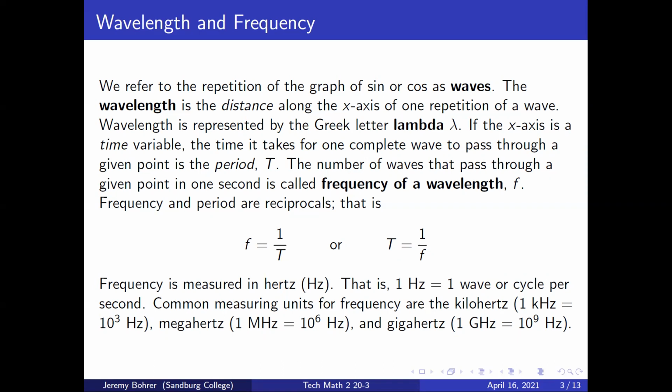Common measuring units for frequency are the kilohertz, where 1 kilohertz is 10 cubed, or 1,000 hertz; the megahertz, where 1 megahertz is 10 to the 6th, or 1 million hertz; and the gigahertz, where 1 gigahertz is 10 to the 9th, or 1 billion hertz.